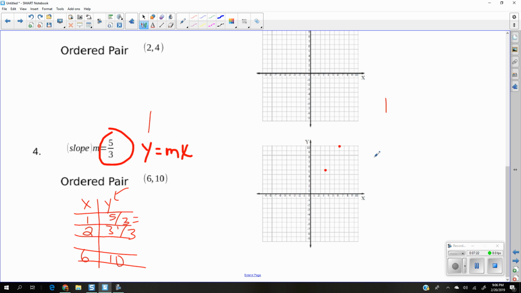So let's check it. If x is 3, then 5/3 times 3 equals 15/3, which equals 5. So what did we do? We went across to 3 and up to 5. Did I just confuse you?